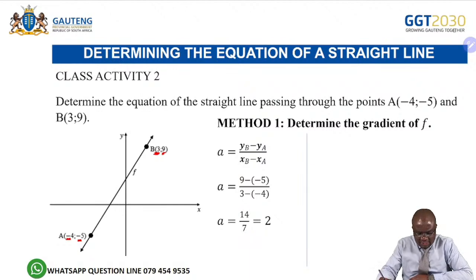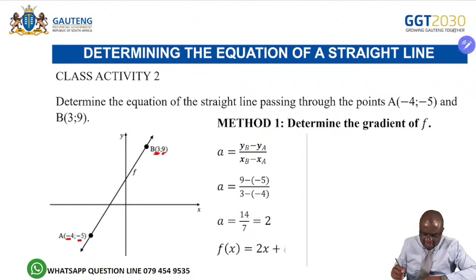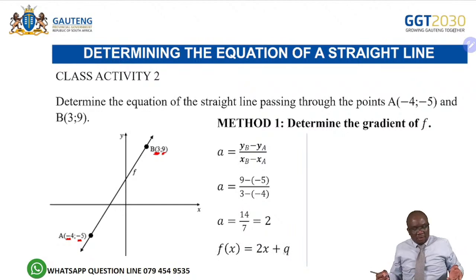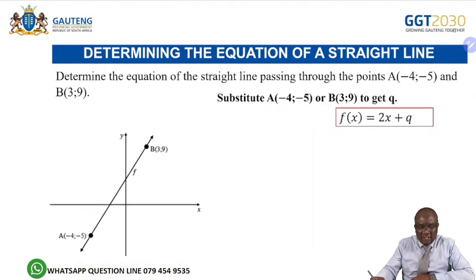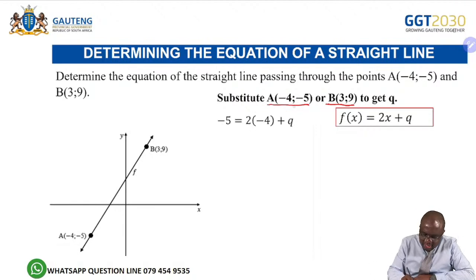So what do we do next? How do we find our q? We now know that f of x is equal to 2x plus q. Now we can substitute any of the points there. We can substitute A, we can substitute B, and then we're going to get our q. Okay, let's start by substituting A. Where there's y, we put negative 5. Where there's x, we put negative 4. And then we solve for q.